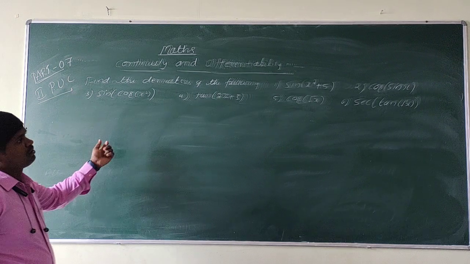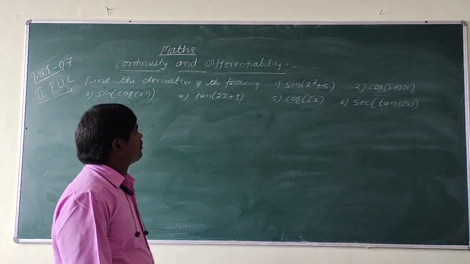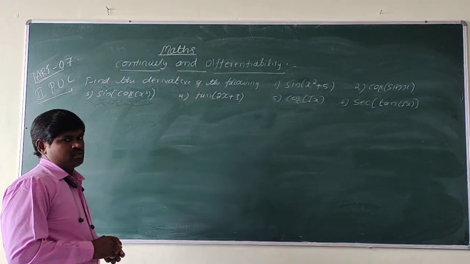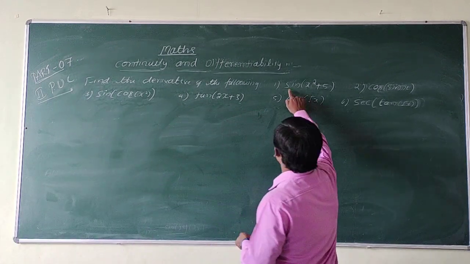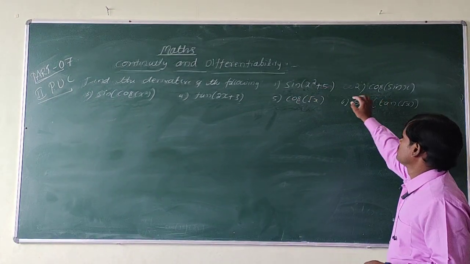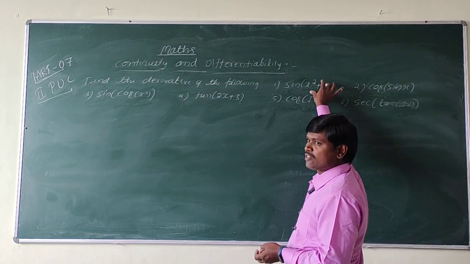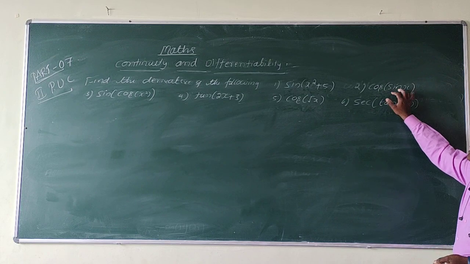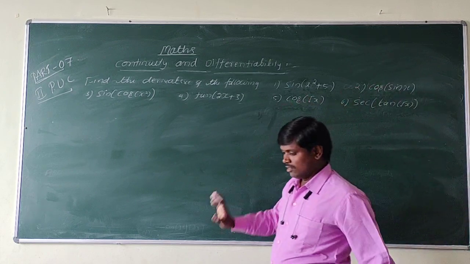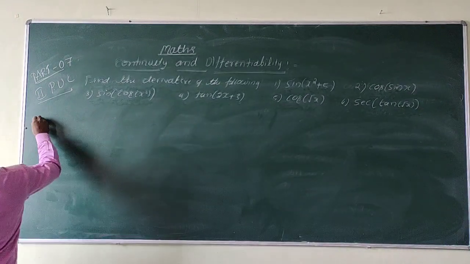So we are going to discuss one by one. These are all composition functions, that means function of a function. See here, sin of x square plus 5. Here x square plus 5 is one function, sin x is another function. Similarly, cos of sin x: sin x is one function and cos is another function. So like this.